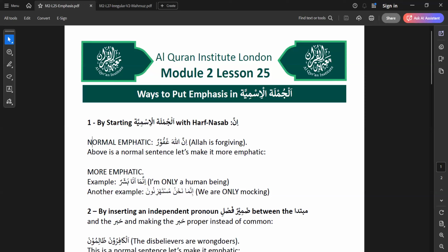Lesson 27, irregular verbs, has a few lessons related to it. So there will be multiple lessons where we'll be covering mahmuz, mithal, ajwaf, etc., going deeper into irregular verbs. So we will need a few lessons, but I wanted to ensure people have memorized the chart, and if not, we'll give some time to do that today, inshallah. But without further ado, let's start with lesson 25, ways to put emphasis in Jumlatul Ismiya.